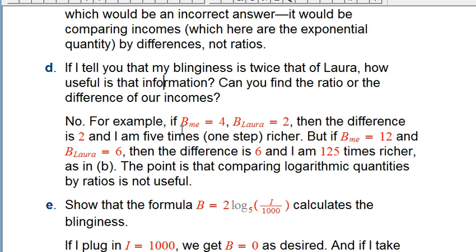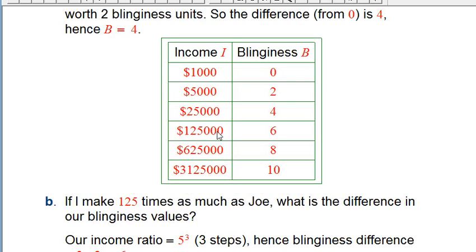Because let's look at some examples. Suppose I have blinginess 4 and Laura has blinginess 2. Neither of us is incredibly wealthy. Okay, then the difference is 2. Even though the ratio is 2, we should be looking at the difference of blinginess values. That's meaningful. That's one fundamental step. So I'm 5 times richer. Okay, so that would be the 4 and 2. I'm making 25,000 and she's making $5,000. Okay, because this was double this.